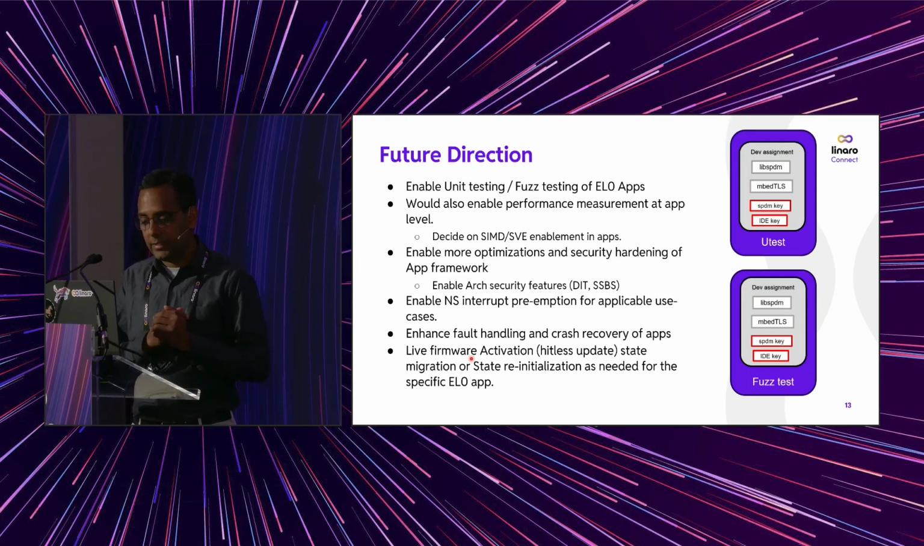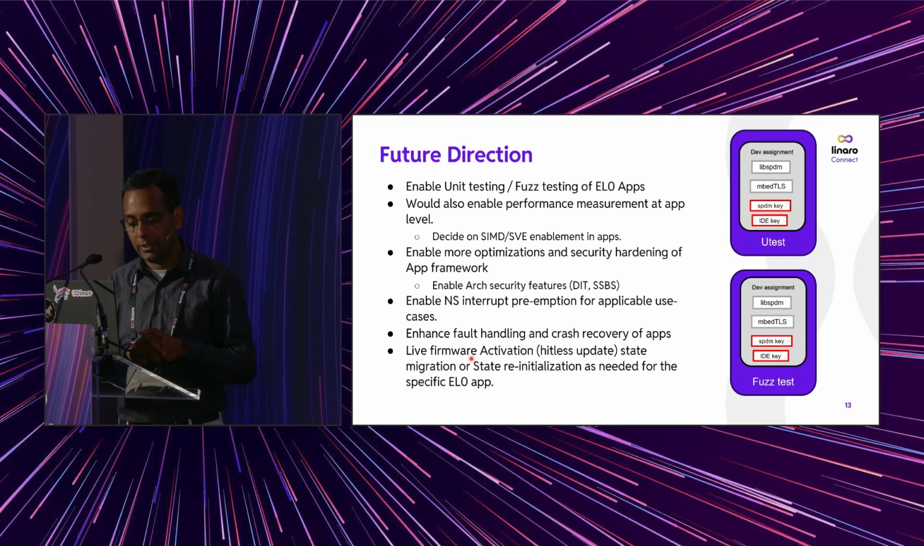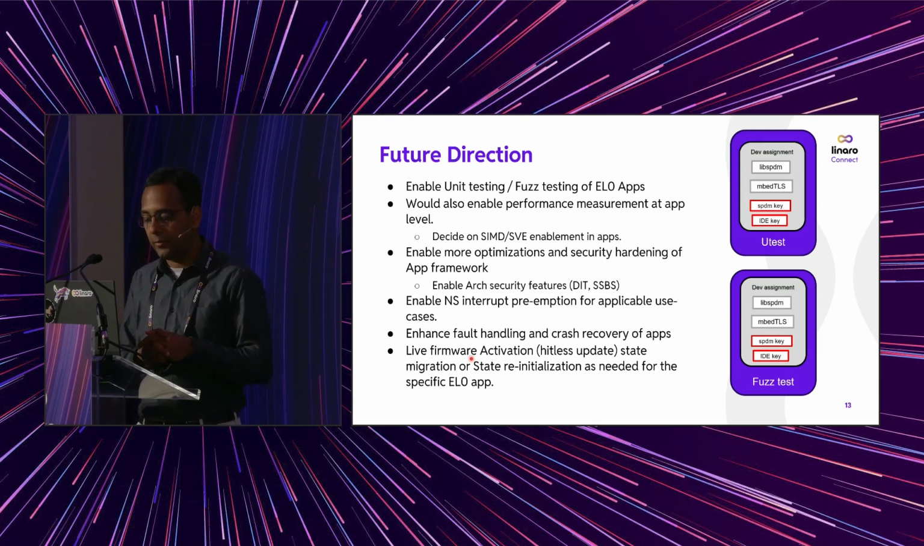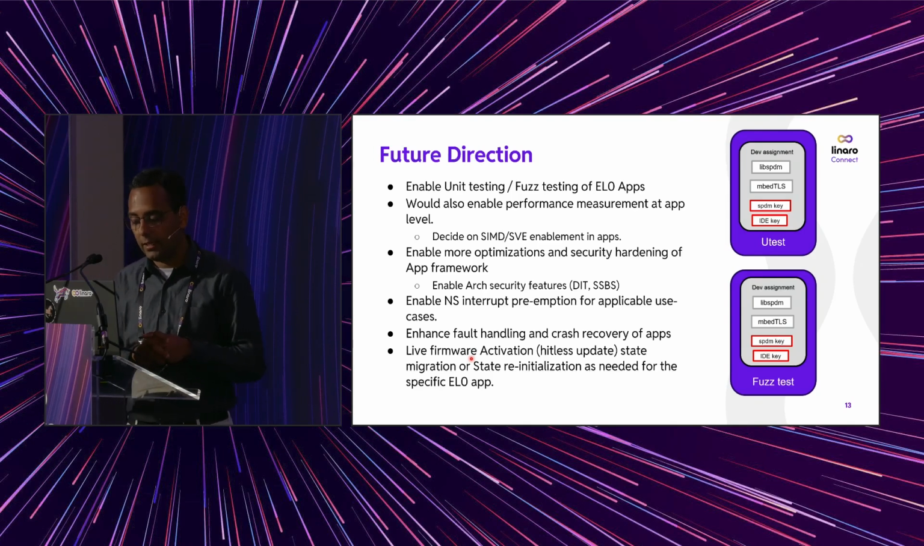This will enable fuzz testing and also some performance measurement of the app and help us decide whether we need to enable SIMD and SVE on the apps based on the use case. We also plan to enable more optimizations and security hardening of the app framework. Like there are some architectural features like DIT, data independent timing, and SSBS, which is an architectural extension to prevent side channels. So we could potentially enable it on an app basis, thus increasing security.